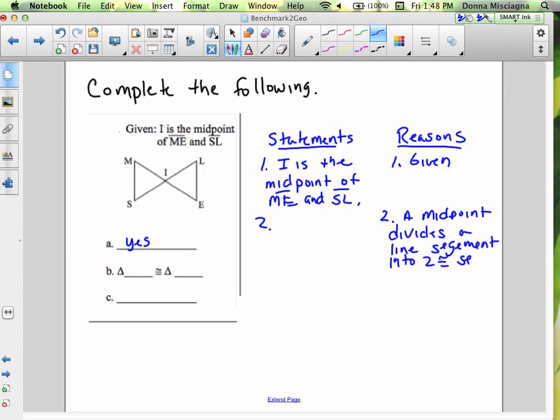I'll put segments because the parts are segments. I wasn't sure I could squeeze it in there.